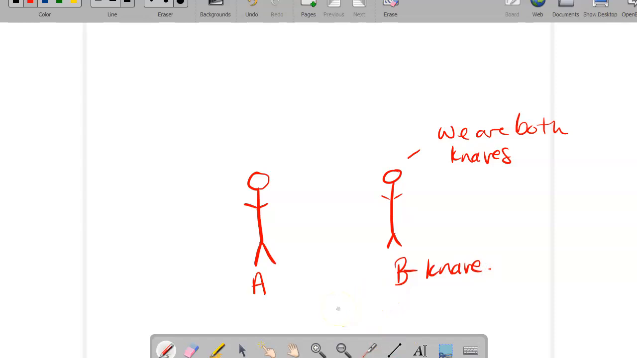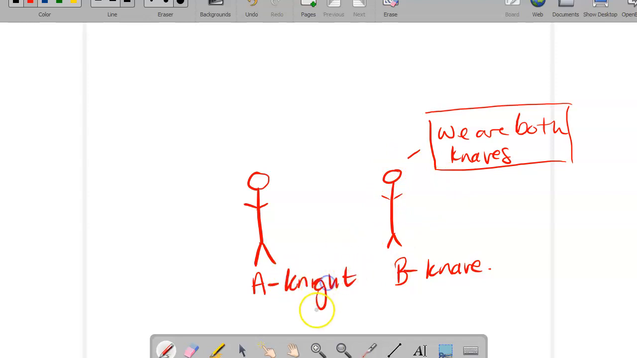And then you could go back and say, well, if B is a knave, then he lied to me. They are not both knaves, you liar. Which means A couldn't be a knave, or else Mr. Liar would have told the truth. So A must be a knight. So there's a way of describing things and solving these by talking about it.